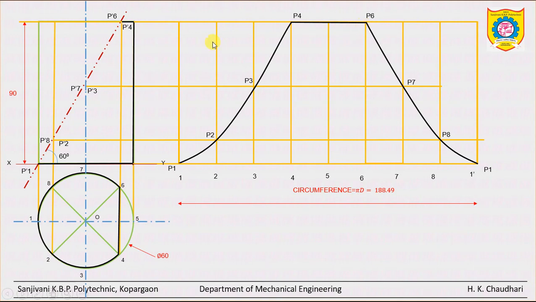Clear? Then remaining means from P-6, P-7, P-8 and up to again P-1 from that side, back side. So this is the curve on the back of the cylinder. This is decreasing type of curve.